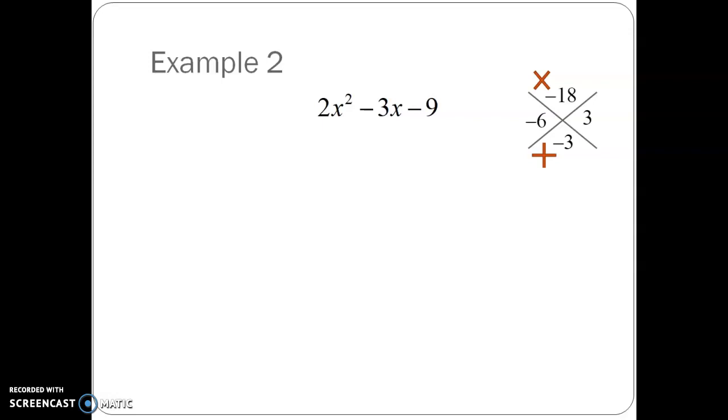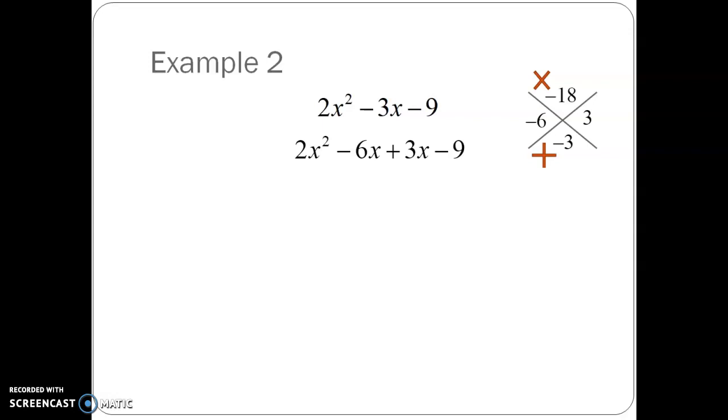Okay, so we have found the two things that we're going to split the middle term using. So we're going to keep the 2x squared and the minus 9 the same, but we're going to split that negative 3x in our expression into negative 6x and positive 3x. Okay, so we've done the splitting the middle portion.